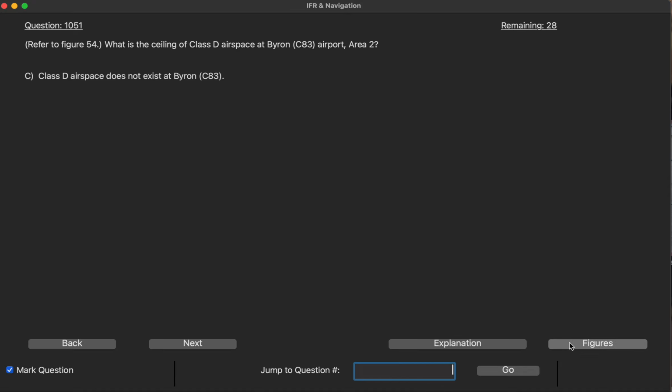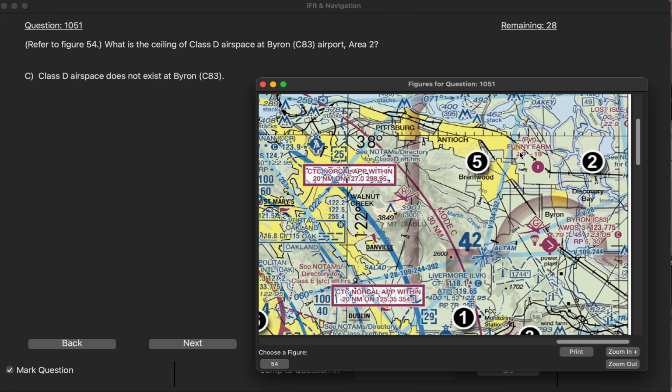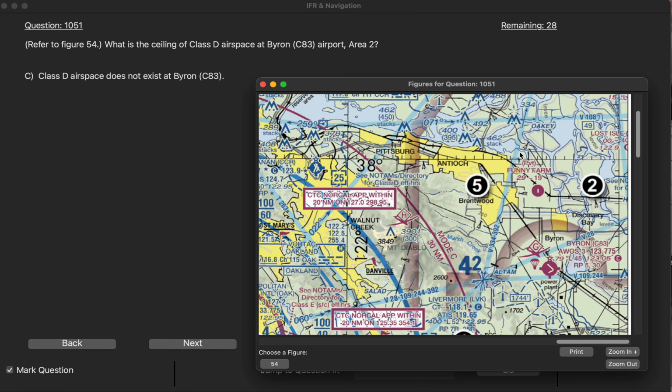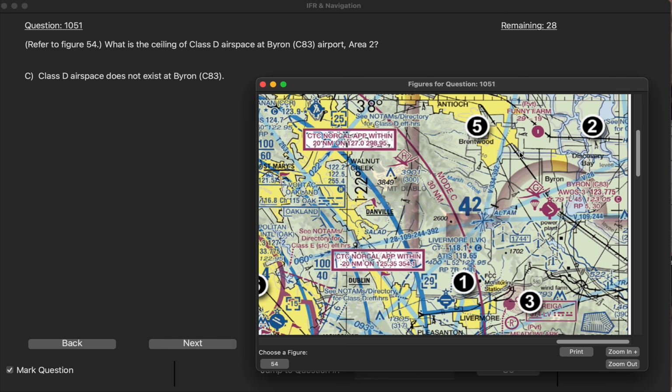Refer to figure 54. Area 2. What is the ceiling of Class Delta airspace at Byron? Here's Byron. And Class Delta airspace does not exist at Byron.